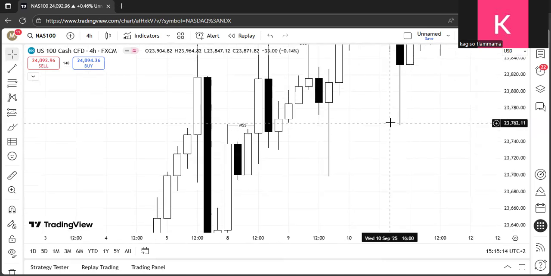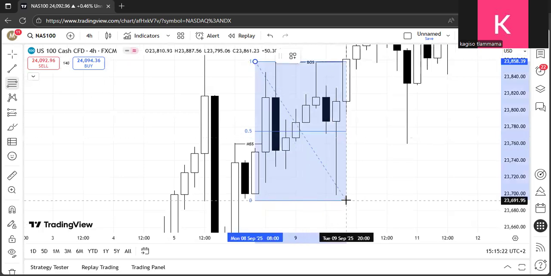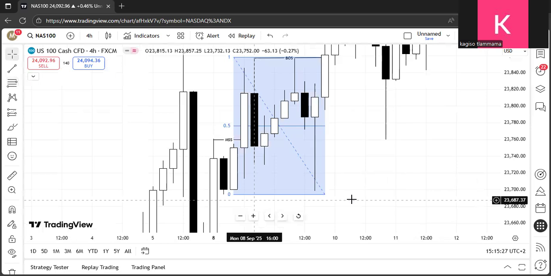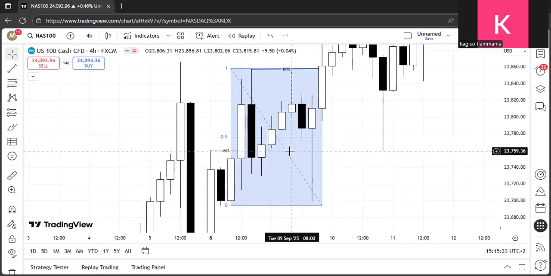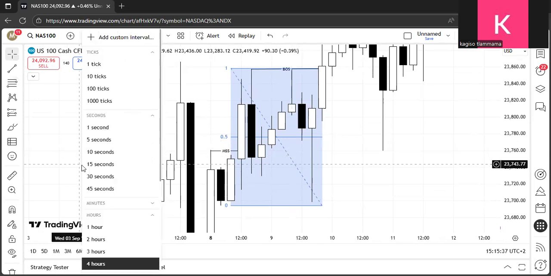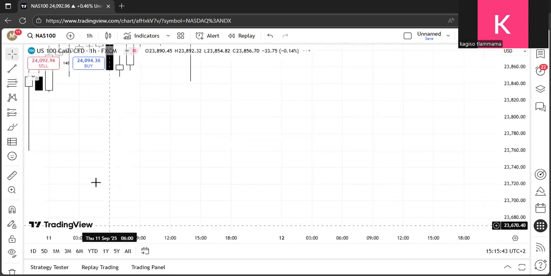Let's go ahead and apply our Fibonacci retracement again. Okay, this is our low right here. This is the low that created this high. And our change of character is there. So this is our discount zone and we are on an uptrend movement. Then let's go to the 1 hour time frame.